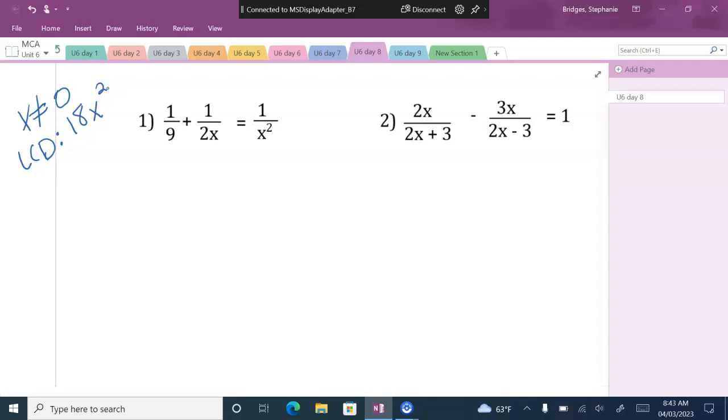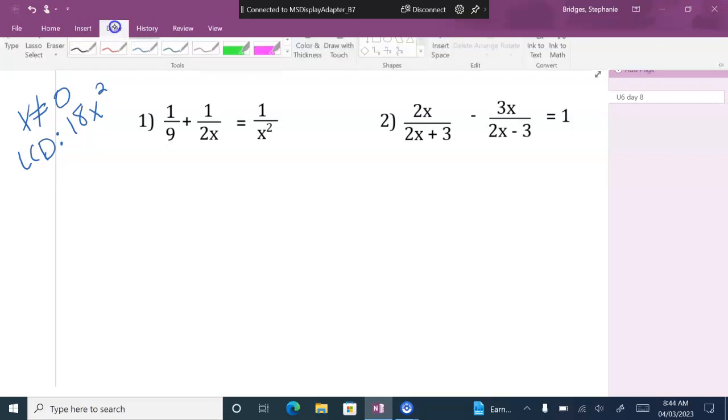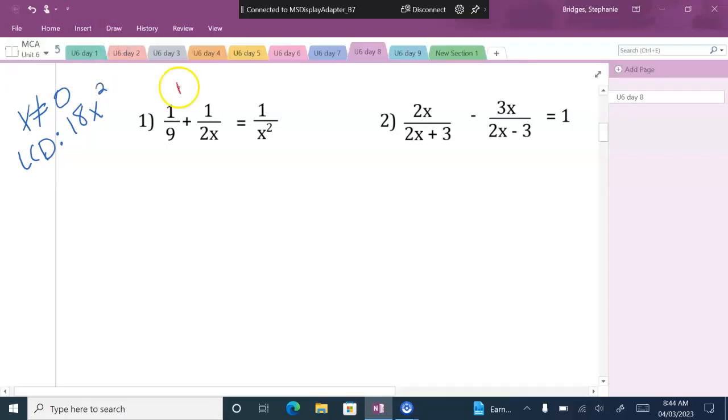Keep in mind, if you pick a least common denominator and you multiply your equation by it and you don't get rid of your fractions, you didn't pick enough, okay? You can always have more than you need, but you have to have at least enough to get rid of all of your fractions when you multiply. So what we're going to do now is multiply each piece by 18x squared.